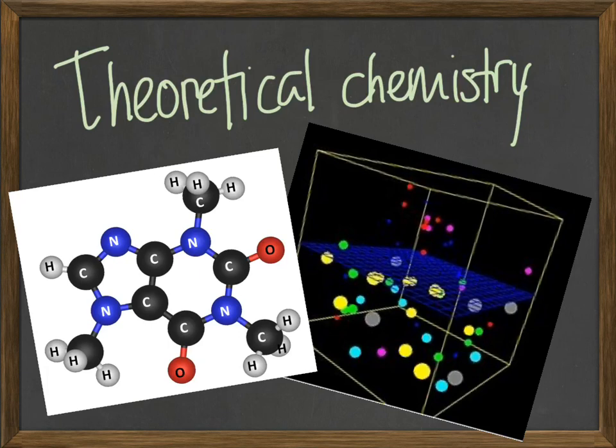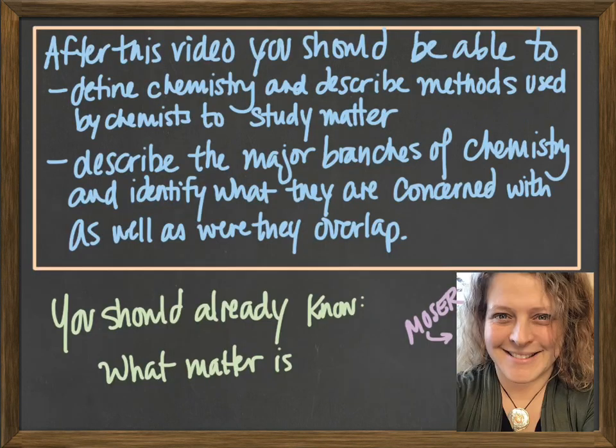There. Let's go back and review our objectives for this video. Okay, are you able to define chemistry as the study of matter and the changes it goes through? Can you describe some of the tools and methods used by chemists to study matter, such as inferences and observations? And can you describe the major branches of chemistry, identify what they work with, and identify where they overlap? Well, if not, feel free to ask questions, but that's it, folks.